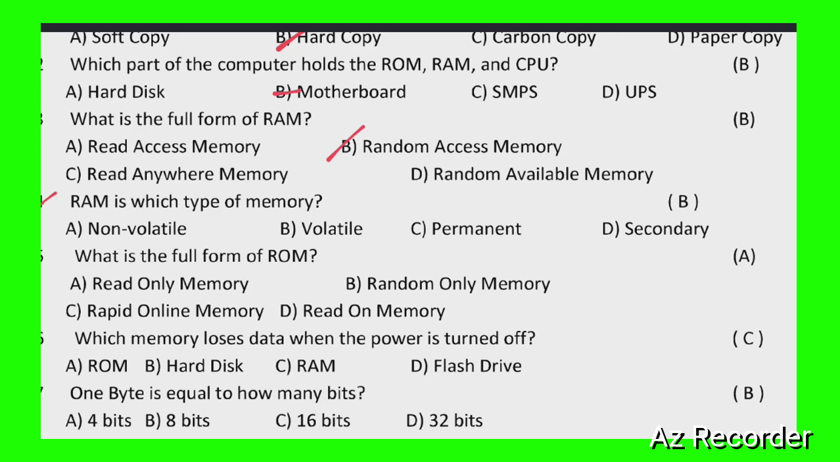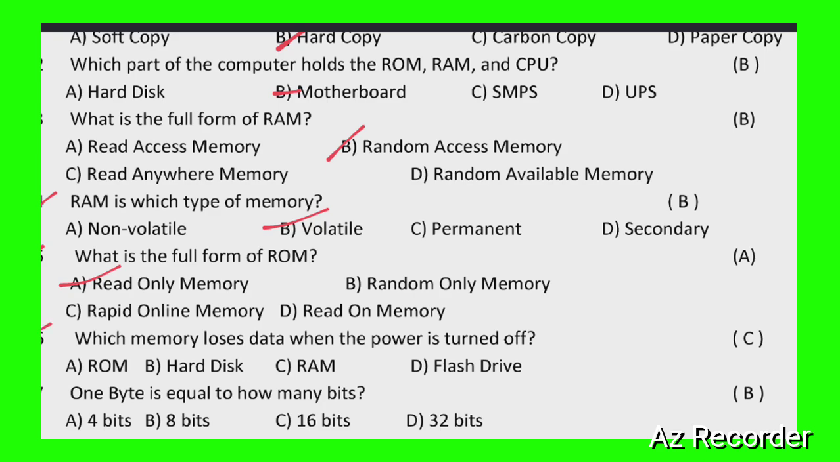RAM is which type of memory? That is option B, volatile memory. What is the full form of ROM? Option A, read only memory.